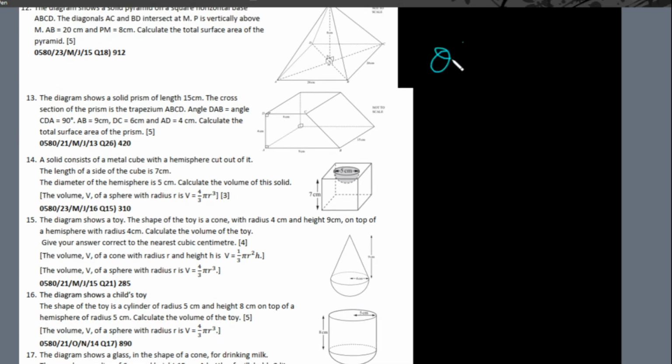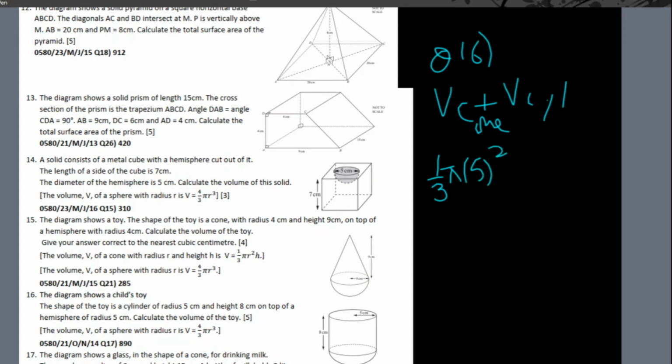which is the diagram shows a cylindrical toy. The shape of the toy is a cylinder of radius 5 and height 8 on top of a hemisphere with radius 5. Calculate the volume of the toy. So again we have to find volume of cone plus volume of cylinder. So volume of cone is 1 by 3 pi r square, sorry, it wasn't a cone, it's a cylinder, and hemisphere.